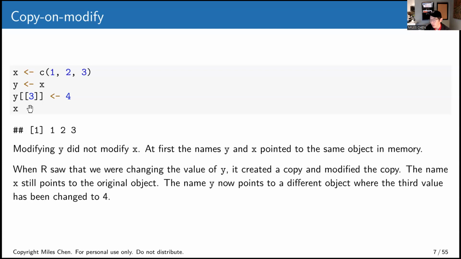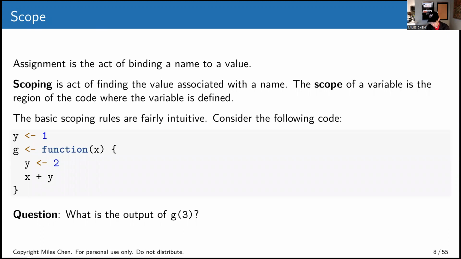And so at this point in time, at the second line of code, Y and X are pointing to the same object. But then when the third line gets executed, R recognizes that something is happening, so it creates a copy. X still points to the original object 1, 2, 3, and so when we call for X later, it still has 1, 2, 3. But internally, Y is pointing to a new object that now contains 1, 2, 4. All right, and so that's how R operates. It only creates a copy when you ask it to modify something.